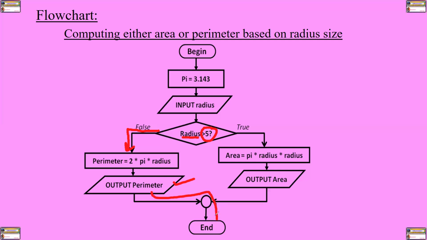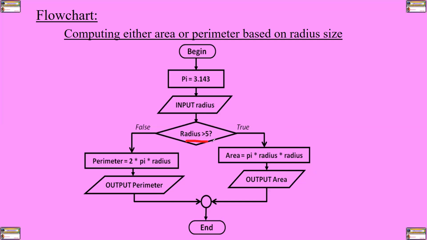And end the program. Otherwise, that is the alternative, if the value of radius is more than 5, then that means it is true. Compute the area of the circle by multiplying the content of the memory location called radius by itself, multiplied by the value in the memory location called pi, and the results assigned to the memory location called area. And then display area. So my dear students and the rest of the learners can see that at any time, an action will be taken.